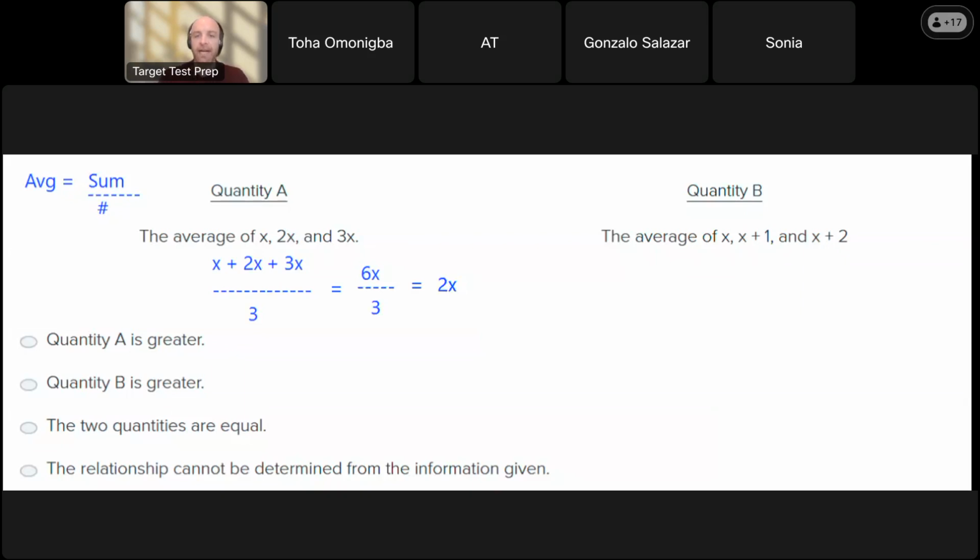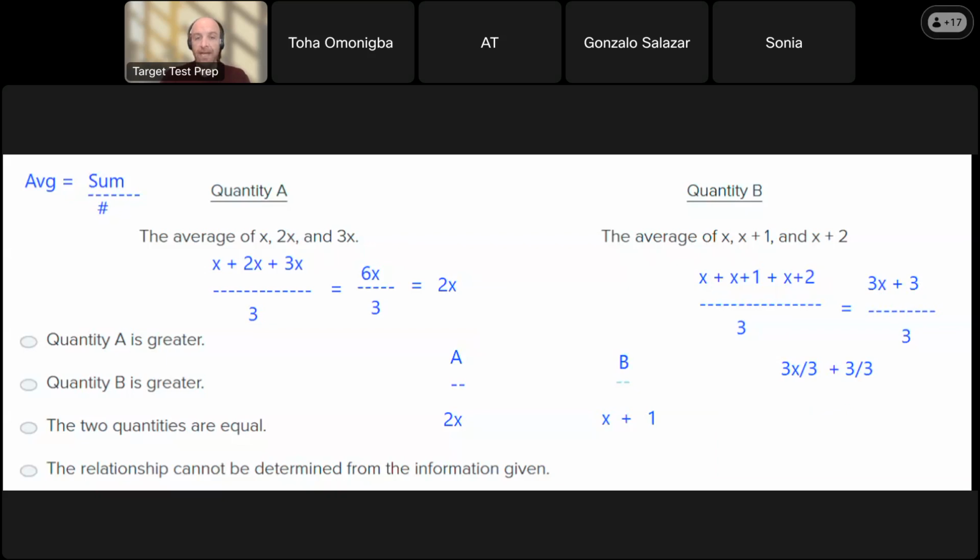for the average, right? I'm going to add all these numbers and divide by 3. So in the top, I've got 3 x's, and I've got 1 plus 2, which is 3, and I'm going to divide that by 3. Then what I might notice is, if I add stuff up and divide by the same number, I can split up the fraction. This is the same thing as 3x over 3 plus 3 over 3, which is just x plus 1. So I've got 2x for quantity A, and I've got x plus 1. And these are the two quantities I am being asked to compare.